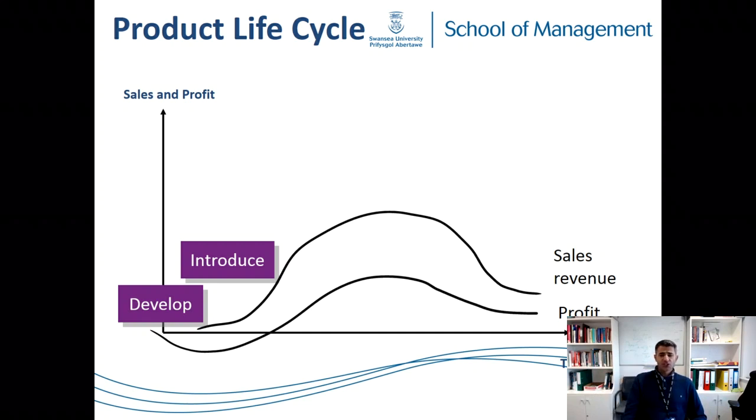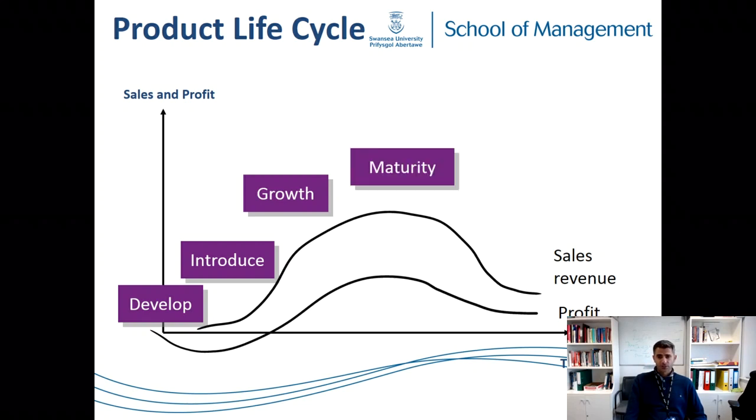After this stage, the third stage is growth, where the product becomes familiar and is growing. After the growth stage, we come to the maturity stage, where the product is established. It's very popular. Everybody knows about the product. So this is the maturity stage.